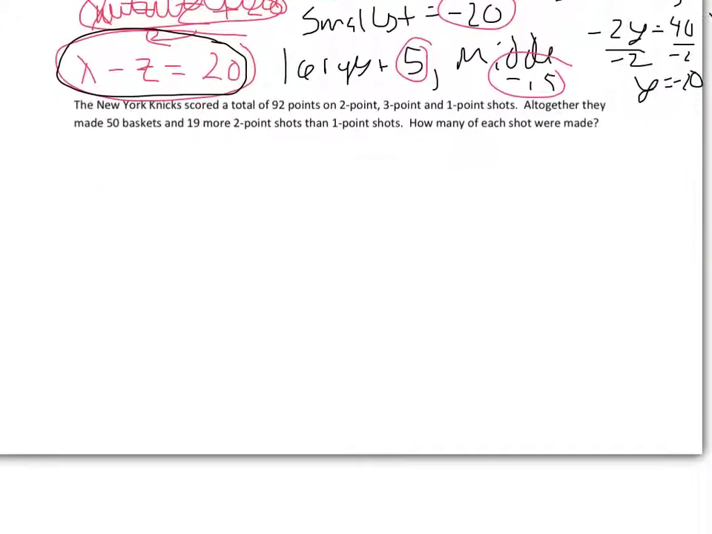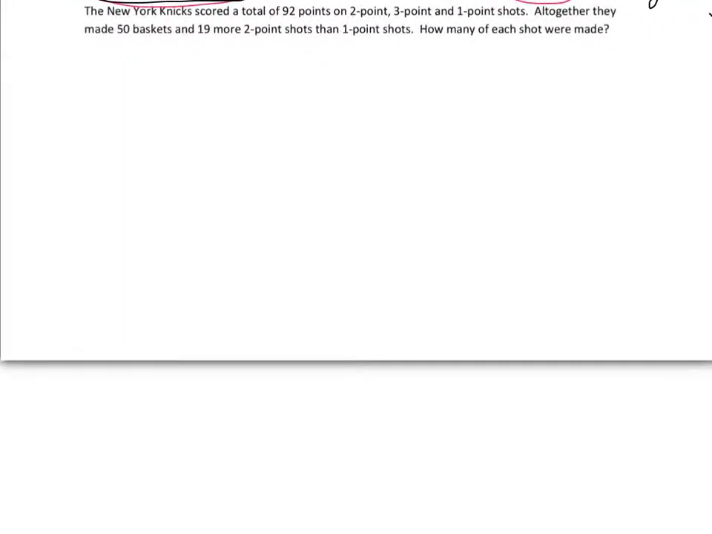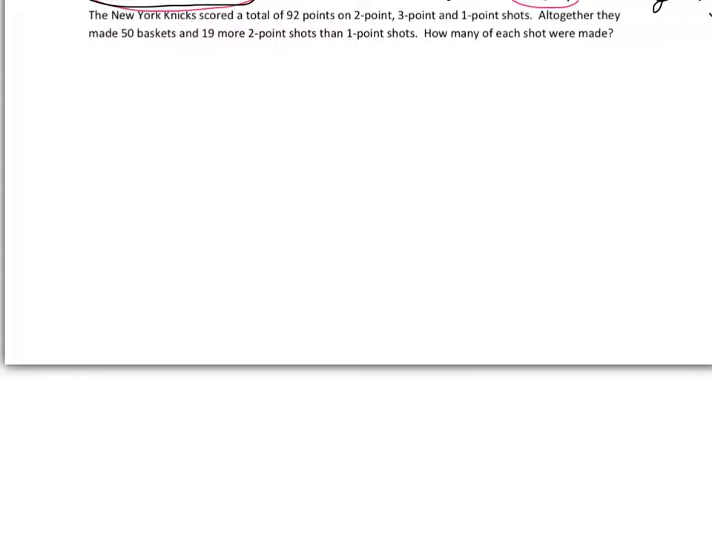Now for the last one: the Knicks scored a total of 92 points on 2-point, 3-point and 1-point shots. Altogether, they made 50 baskets. They made 19 more 2-point shots than 1-point shots. How many of each shot were made? So let's define our variables. Let's say x is 3-point, y is 2-point, and z is 1-point shots.